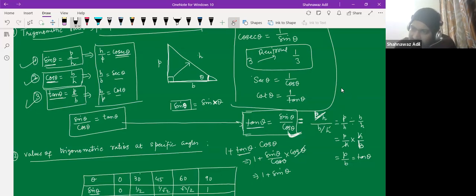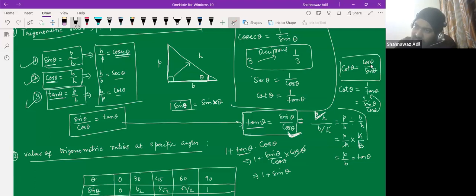Similarly, I can write cot theta. How can I write cot theta in this form? Remember, cot theta is the reciprocal of tan theta. So I can write 1 by sine theta by cos theta. So this cos theta will go in the numerator, and cot theta will become cos theta by sine theta. So just the reciprocal of tan theta. So this is how I can write cot theta.